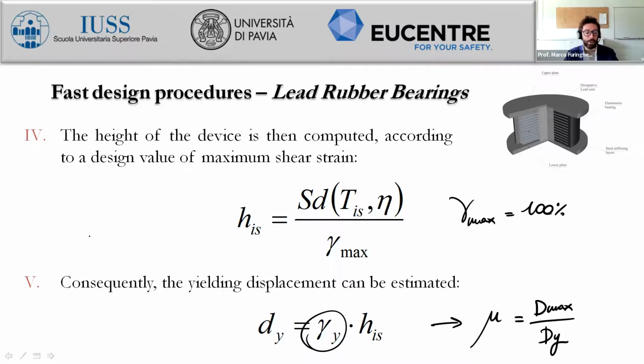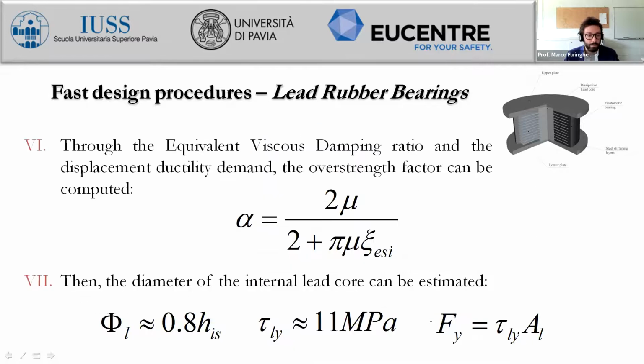Okay, so within the fifth step, together with the yielding displacement, we can also compute the ductility demand with respect to displacement. And this value will be useful for the sixth step, because through the definition of the equivalent viscous damping ratio and the displacement ductility demand, and this is what I meant, we can compute the overstrength factor.